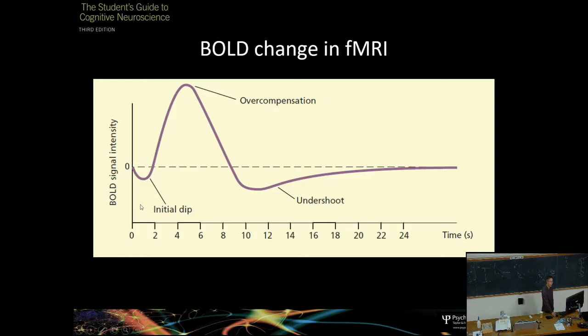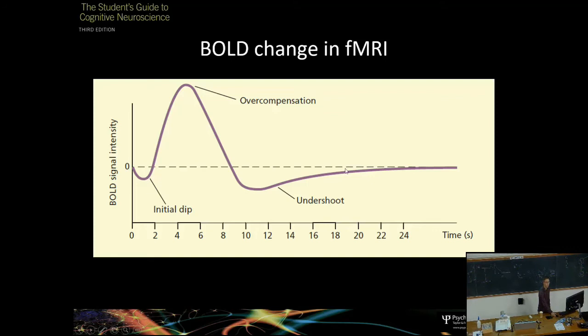Now, what happens as a result of this lack of oxygen is that the capillaries dilate. They become wider, and you pump more blood into that. So you end up with more oxygen in there. And this is what's happening here: you're pumping a lot more oxygen into the region to compensate for the fact that this is metabolically active. And that's effectively what you're measuring in fMRI.